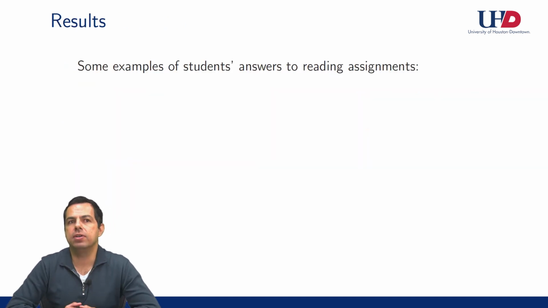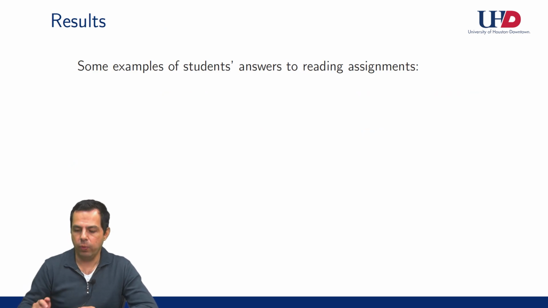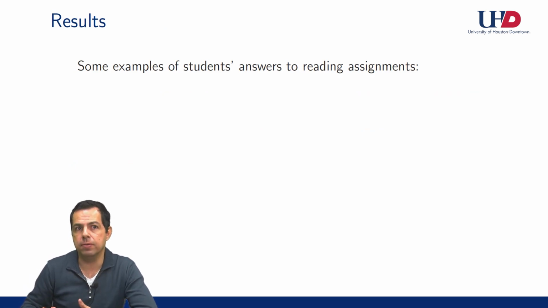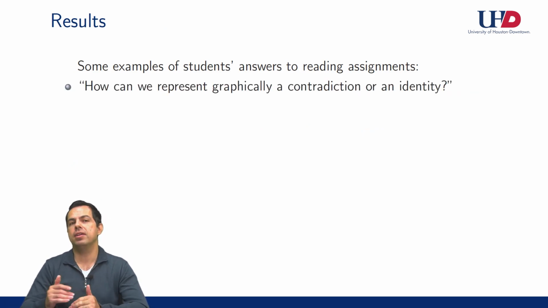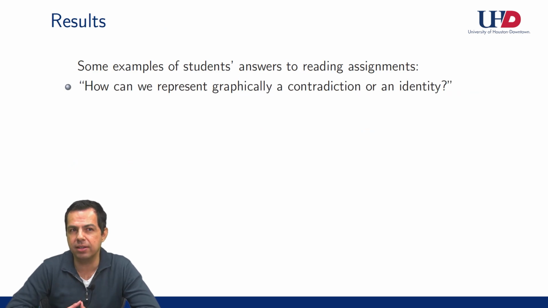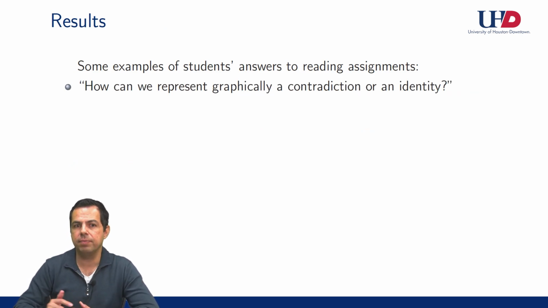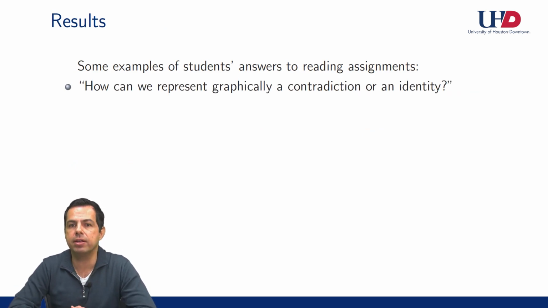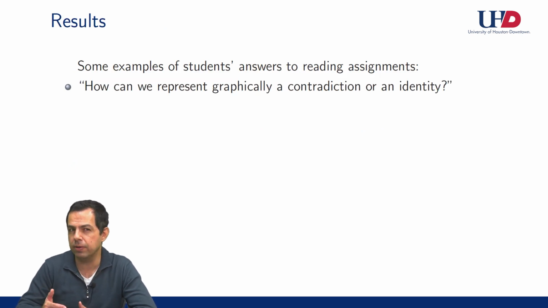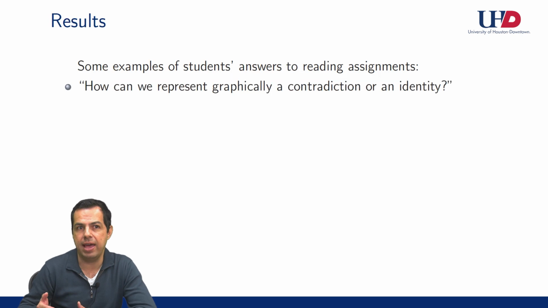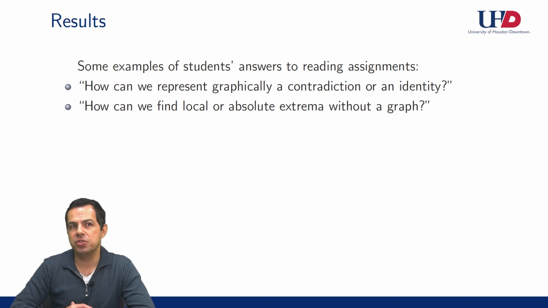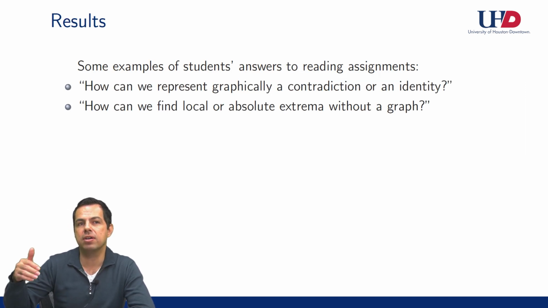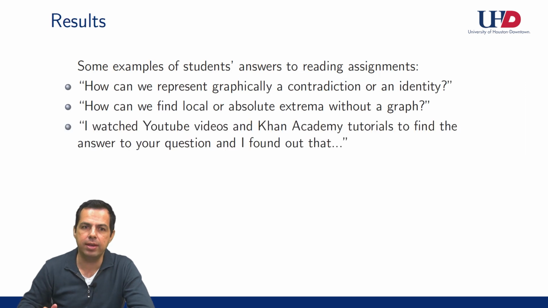So what are the results that I see with active learning? These are some of the examples of feedback and answers that I received in A homeworks. And let me tell you that this is just from college algebra, a very basic class. Students are not from STEM typically, but still, even in that class, I received questions like, how can we represent graphically a contradiction or an identity? This was for a college algebra class, a non-STEM student asking this. How can we find local or absolute extrema without a graph? So students were getting close to calculus way of thinking in college algebra with the A homeworks.